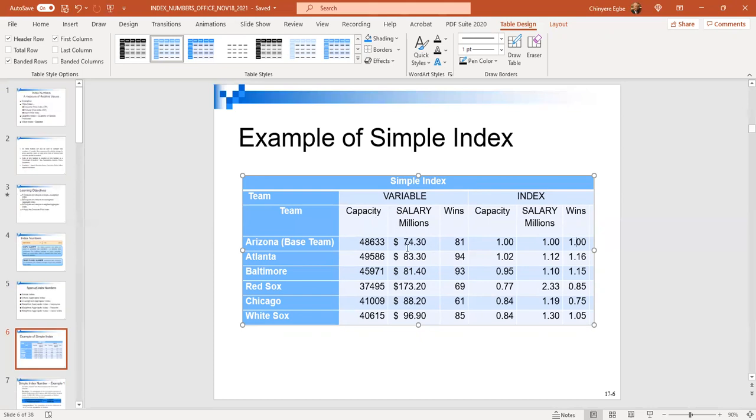You cannot use any of these numbers to create a more complex index. And the reason you just want to do the index is you just want to see how each team is performing relative to the base. Okay, relative to the base. That's all you want to find out. And you're not going to be able to find more information out of this than this simple index.